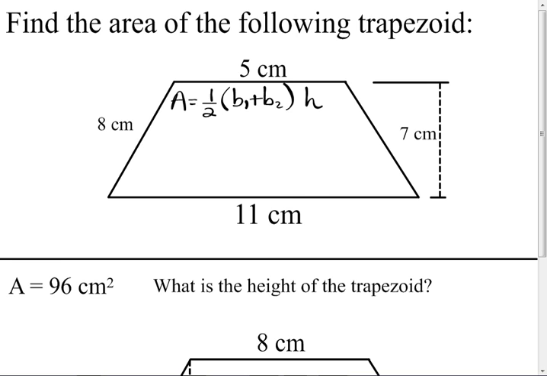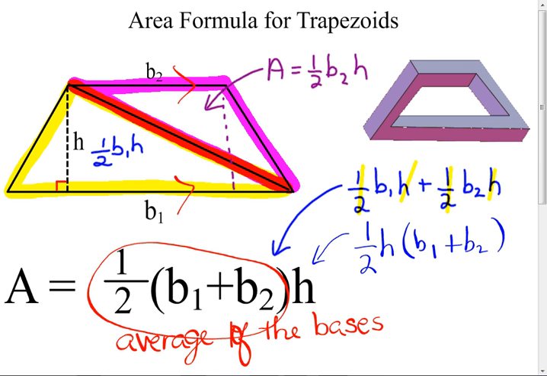Because you're adding up two triangles. So this triangle is 1/2 base times height. The purple triangle is 1/2 base times height. If I add them together, I get this line right here. And if I factor out the common factors that I have in the yellow, I'm left with that. The 1/2 doesn't go away.